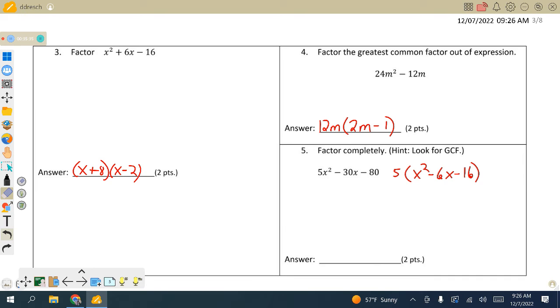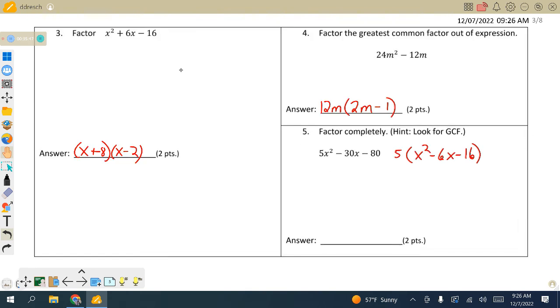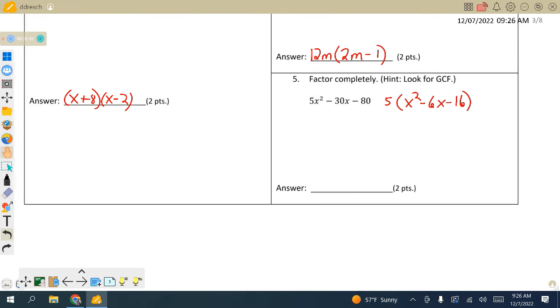Problem is we can keep going. X squared minus 6x minus 16, treat it just like you did over here. A is 1, B is negative 6, C is negative 16. So the final answer we were wanting was 5 out front. Did you bring that 5 out front? A few of you had lost half a point because of that. And then x plus 2, x minus 8. Okay? So take a look.